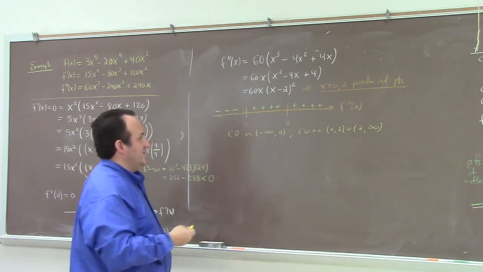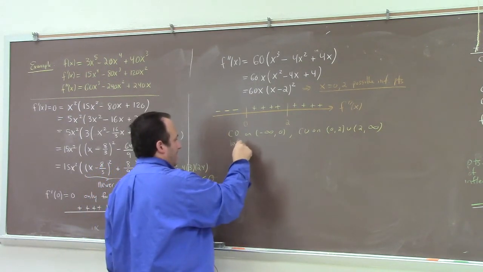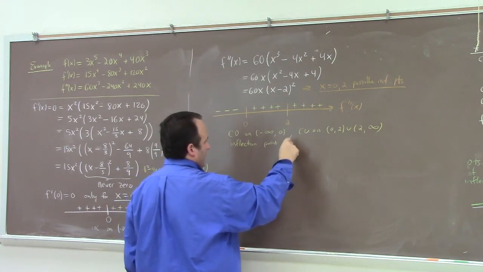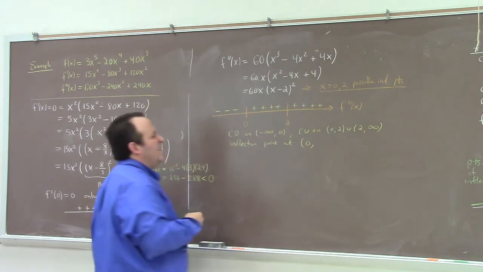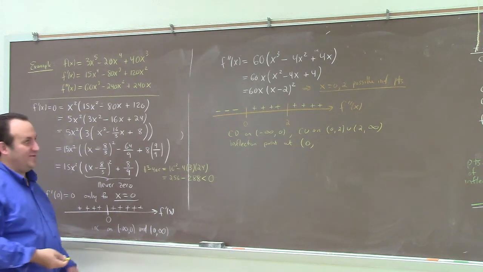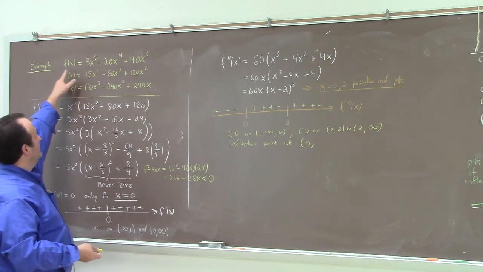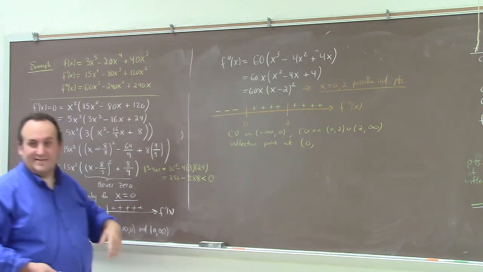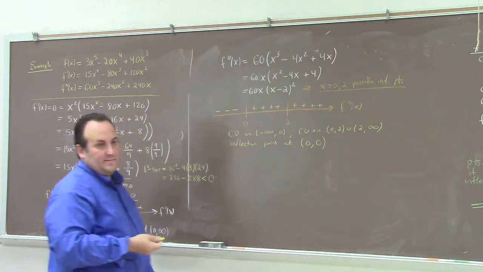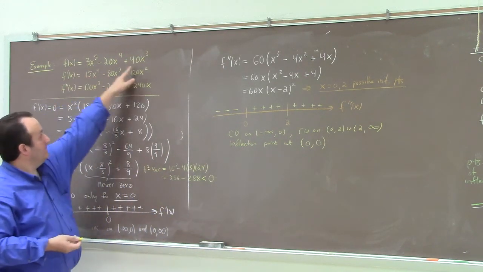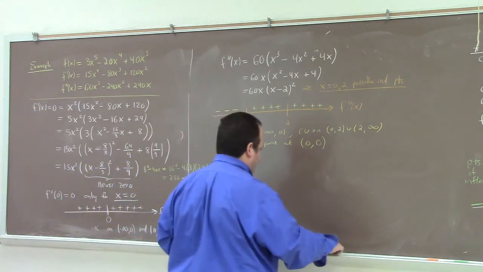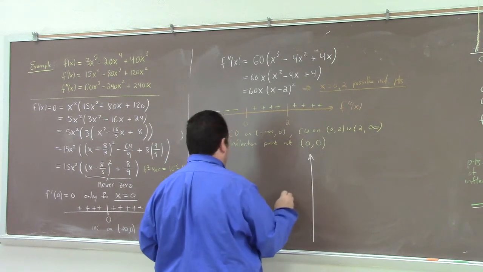Where's the inflection point? At 0, comma what? The y coordinate for the inflection point is easier to find this time, right? It's 0, 0. So if you plug in 0, f of 0 is 0. There's no constant term, right? So the y-intercept is 0. All right, now we can graph. Or we can try to graph.